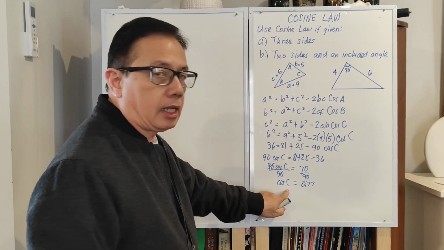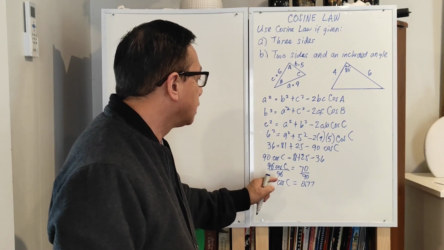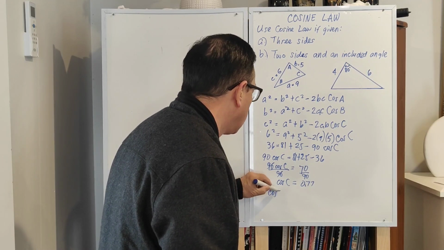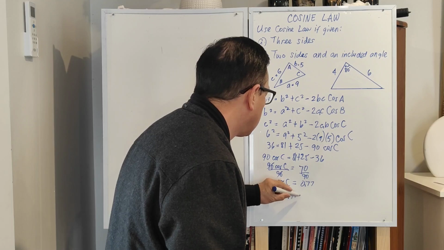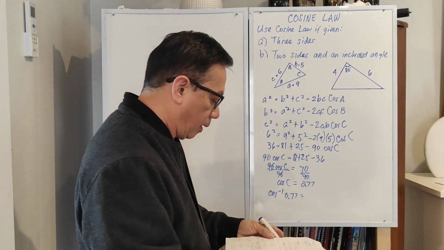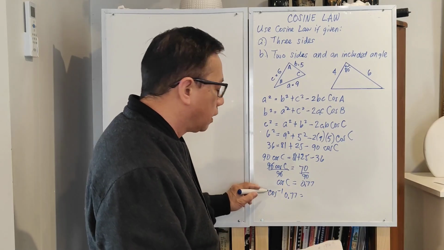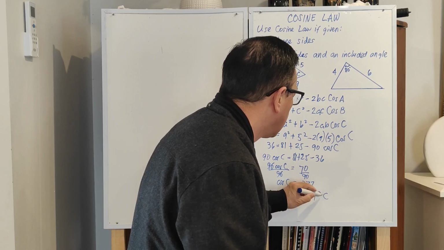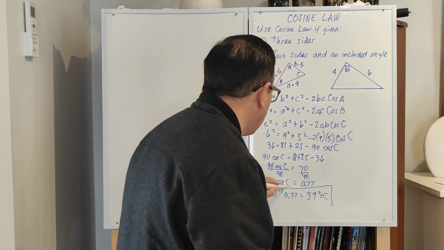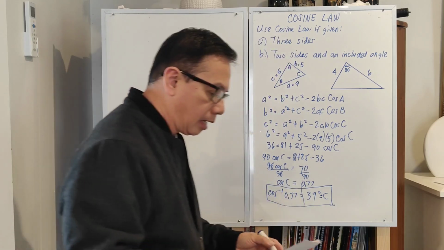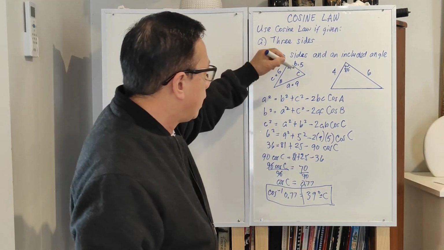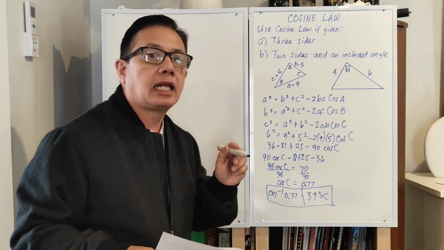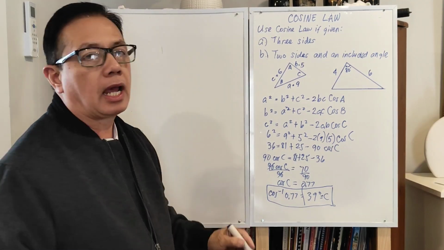Now to get the angle C, we need to get the inverse cosine of 0.77. We can write it like this: cosine negative 1 of 0.77 will be your angle C. So if you solve it using the calculator, you will get 39 degrees as your angle C. So this is your angle C. Now, since we have one angle that has an opposite side, we can now use sine law to solve for the second angle.